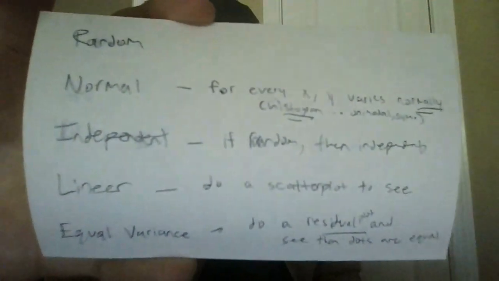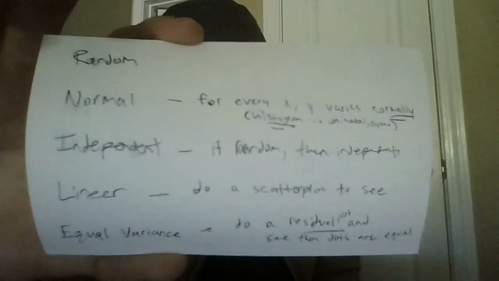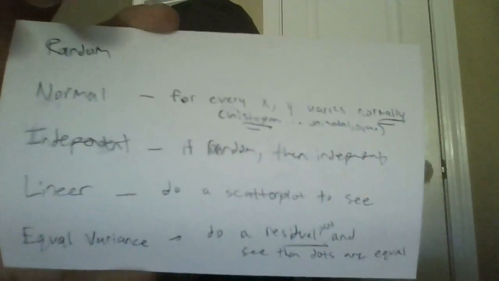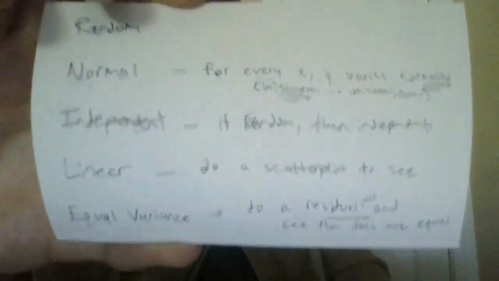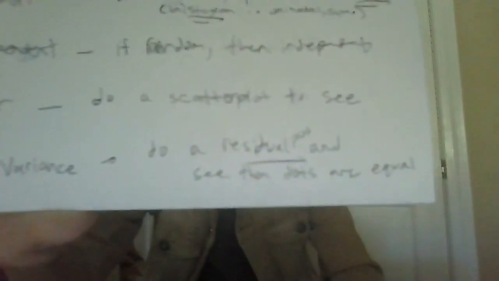Independent, luckily that one you don't really have to do anything. If it's random, then it's independent, but you would want to say for every value of x, y is independent. Linear, for linear, you would want to do a scatter plot to see. Once again, I'll tell you how to do that in case you wanted to, but you could just say the scatter plot is linear and draw a linear scatter plot. You also have to draw, you can't just say. Equal variance, that's the last one. You want to do a residual plot and see if the dots are equal above and below.